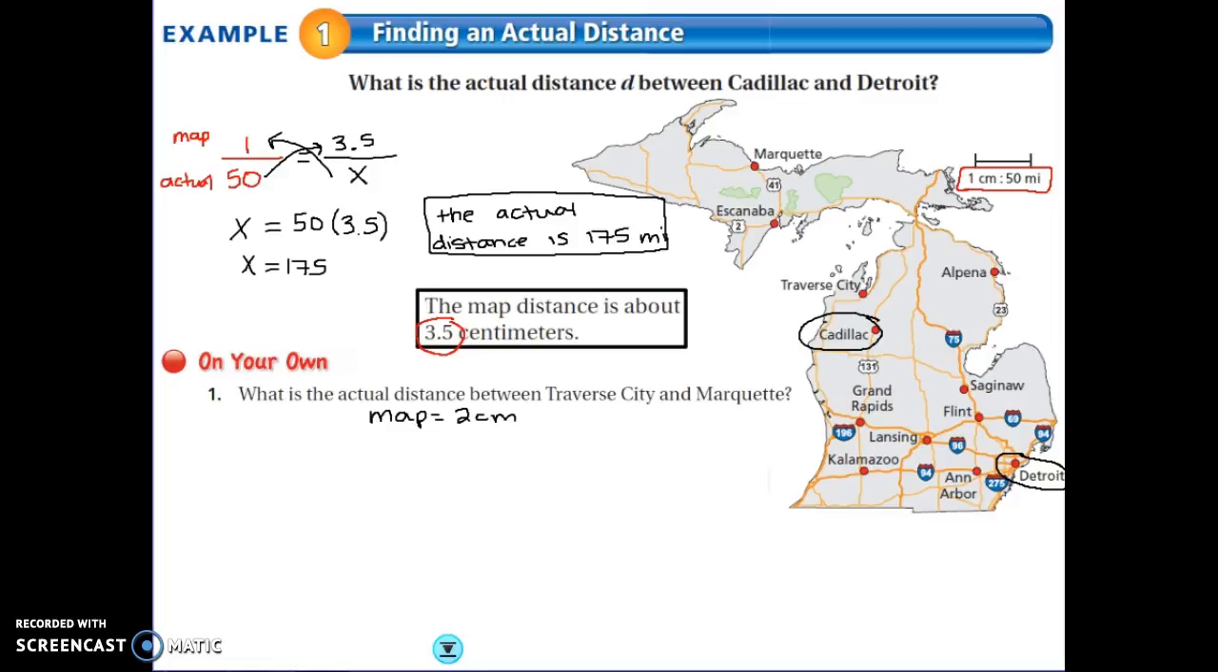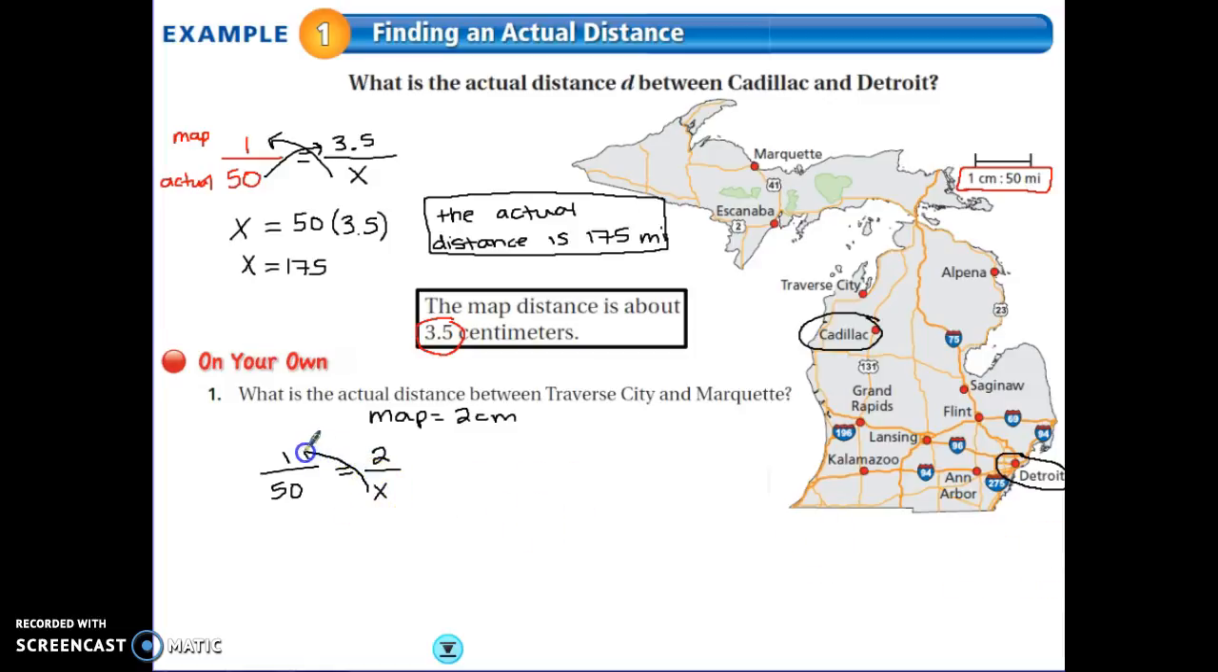To go ahead and check your answers, you should have written a proportion where 1 centimeter on the map represents 50 miles in real life, and that's going to be equal to 2 centimeters on the map, that's the distance we care about, representing x miles in real life because we don't know.